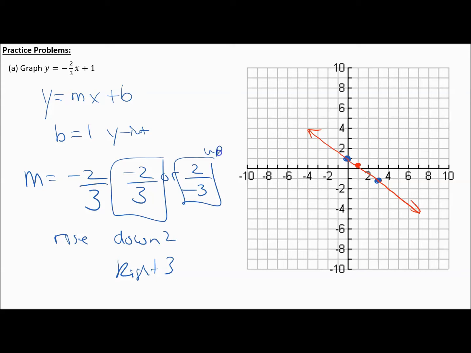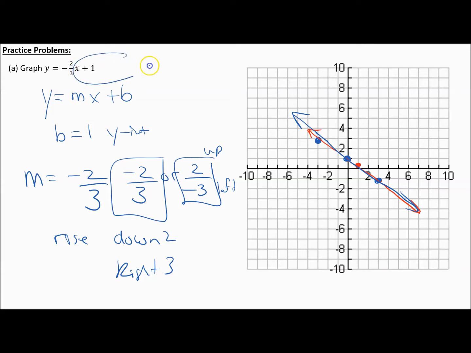I could go up 2 and left 3. So from here I could climb up 2 and left 3. Notice all of those points line up once again on that same line. Now to me that was easier than plotting points. Anytime your equation is already in y equals mx plus b, I find that frankly to be faster.